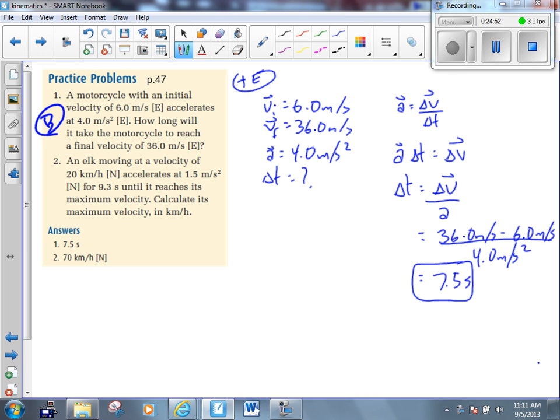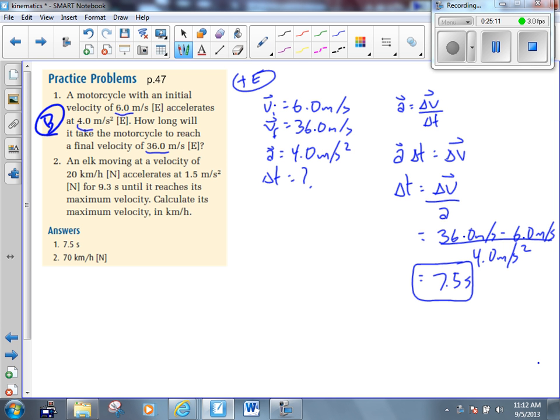How many digits should my final answer be? How many numbers should it be rounded to? Let's go back to our data. This is 2, this is 2, this is 3. Final answer should be 2. Good. How many people got that one? Excellent.